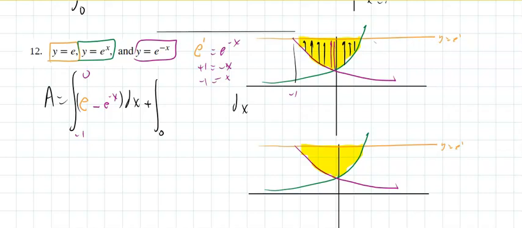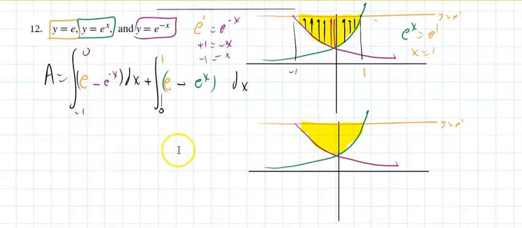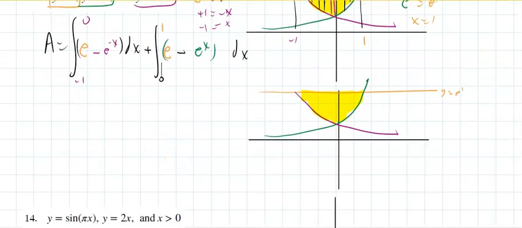I'm going to run from 0, and I need to know where that point is. Well, that's simple. Where does e to the x equal e to the 1? That's when x equals 1. So we know this is 1. And here, the top is also the orange, but the bottom is the green. And that's how the problem's done. Now again, that's just a setup.